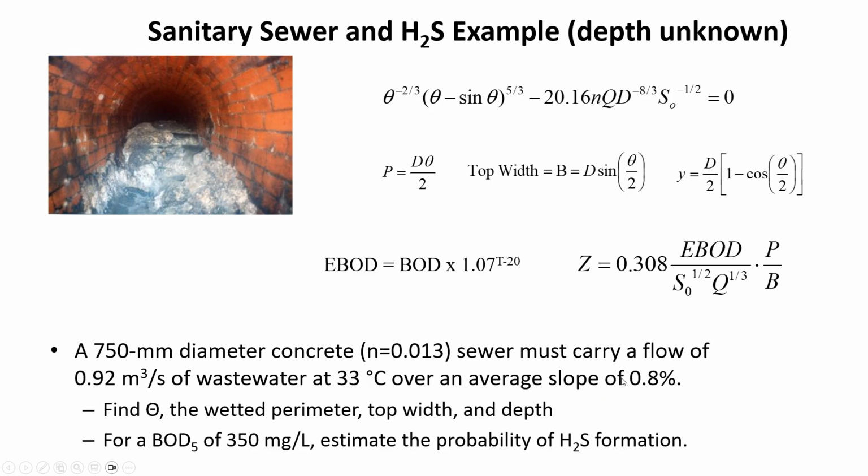What we're going to do is together go through calculating the angle, and then using that to determine the wetted perimeter, top width, and depth that we'll need to put into this hydrogen sulfide potential formula. We're going to use this top formula, Manning's equation, to tell us what the angle is. And once we know the angle, we'll use that to find the wetted perimeter and top width.